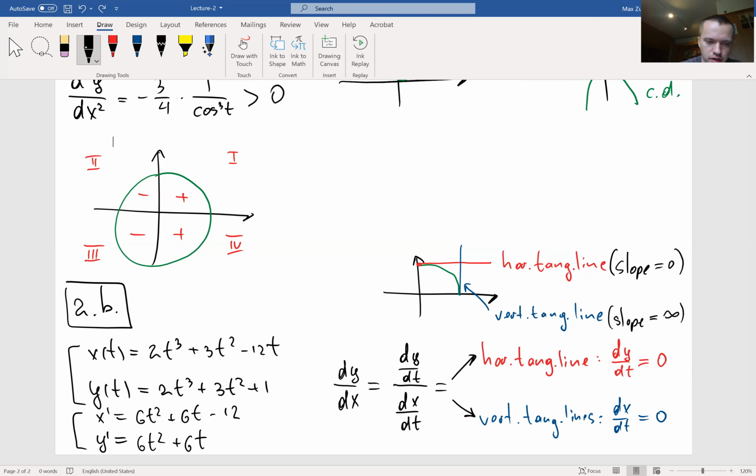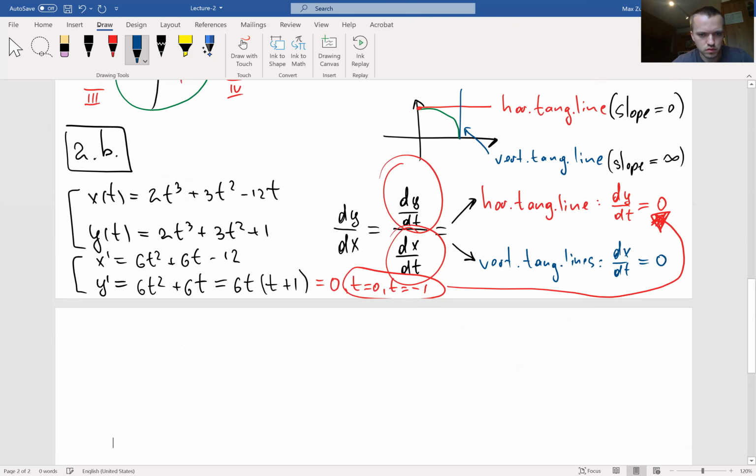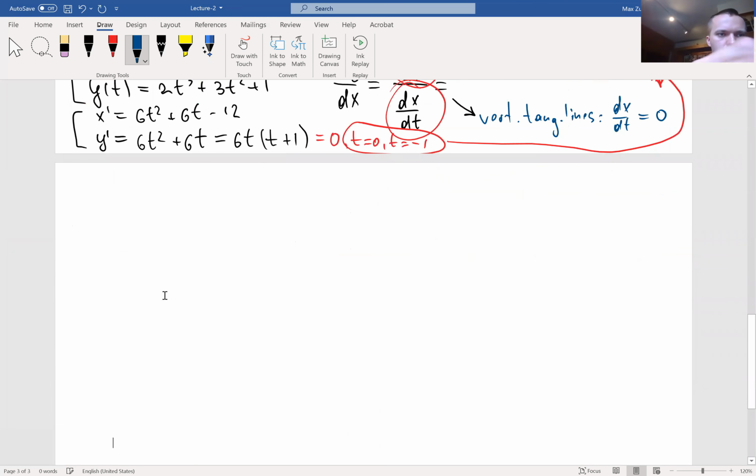Let's do this one. So 6t is equal to t plus 1. Yes. We can see that y prime is going to be 0 exactly when t is equal to 0 and t is equal to -1. So for these two values of t, I'm going to get, so this is going to be a solution for worksheet 10.16.